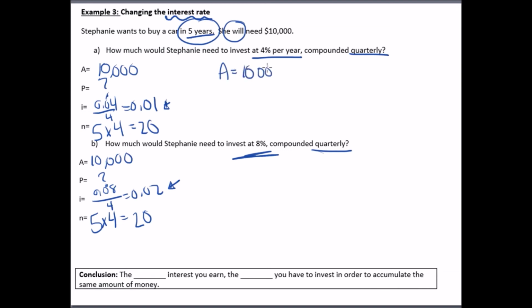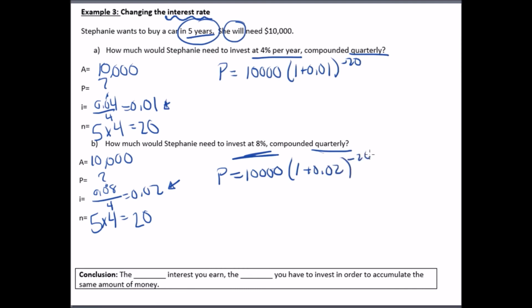Okay, so $10,000. We have to use the backwards one. P equals, my mistake, $10,000. 1 plus 0.01 to the negative 20. Or P equals 10,000. 1 plus 0.02 to the negative 20. Let's see what we get for each of these. So 10,000, 1.01 to the exponent negative 20.